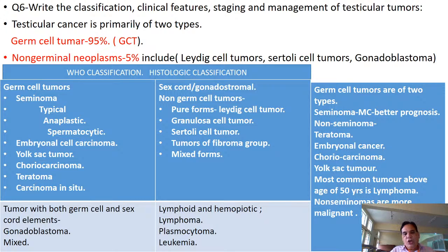So, germ cell tumor, non-germ cell tumor. In germ cell, seminoma and teratoma. Non-germ cell, Sertoli tumor, Leydig tumor. Germ cell has two types. Seminoma, very important, more than 50%, has a better prognosis. Non-seminoma: teratoma, choriocarcinoma, yolk sac. Lymphoma is usually common above 50 years. Seminoma tumors are more friendly, with better prognosis. Non-seminoma tumors are more malignant. So this is regarding the classification of testicular tumor.